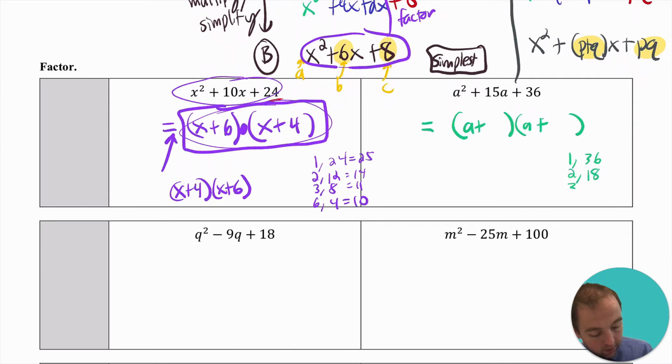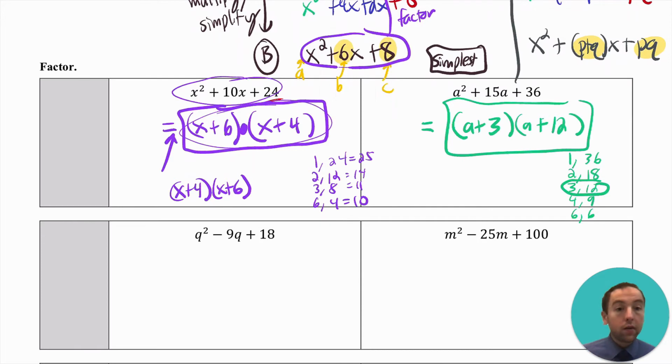So 2 times 18, 3 times 12, 4 times 9, and 6 times 6 are our options. We want to find the options that also add to a positive 15, and the only option among those factor pairs is 3 and 12. Therefore, a plus 3 times a plus 12 is going to give us the factored form of that expression.